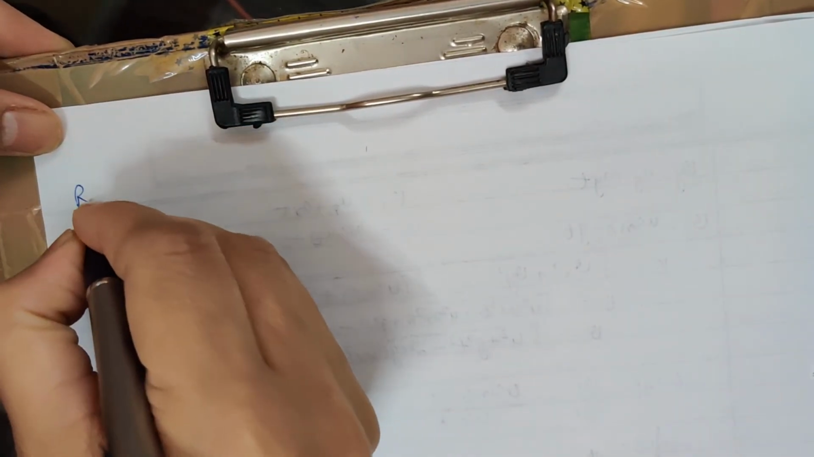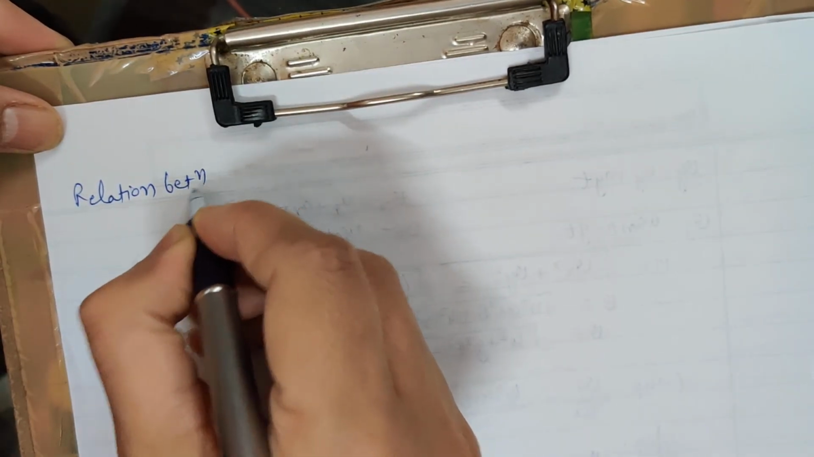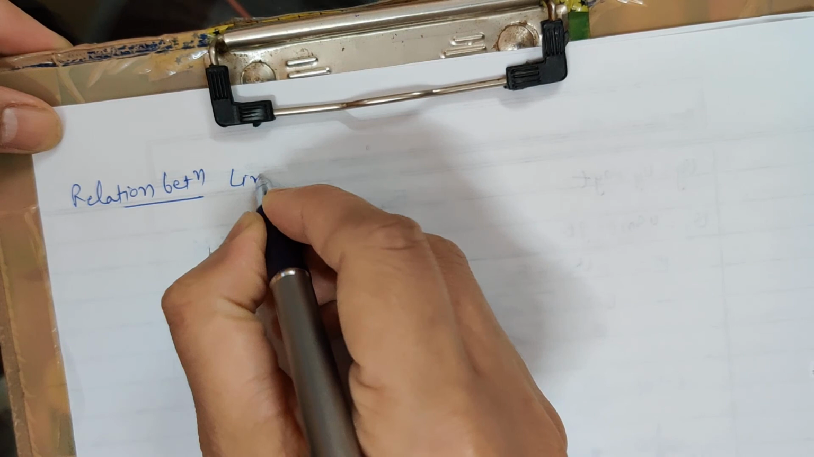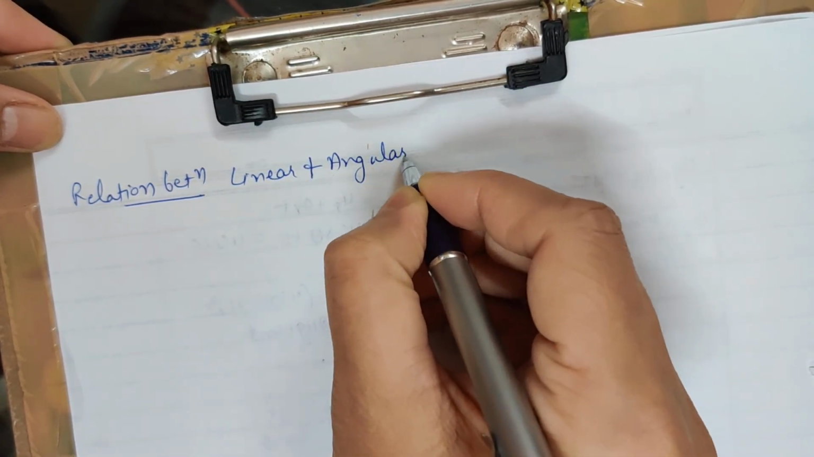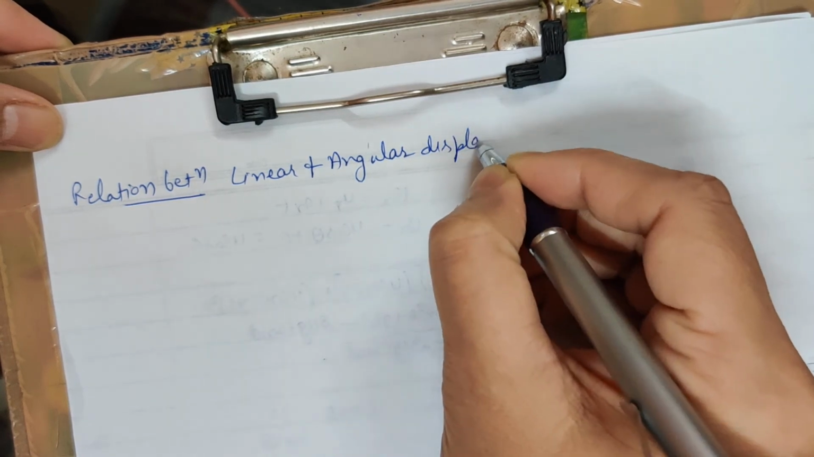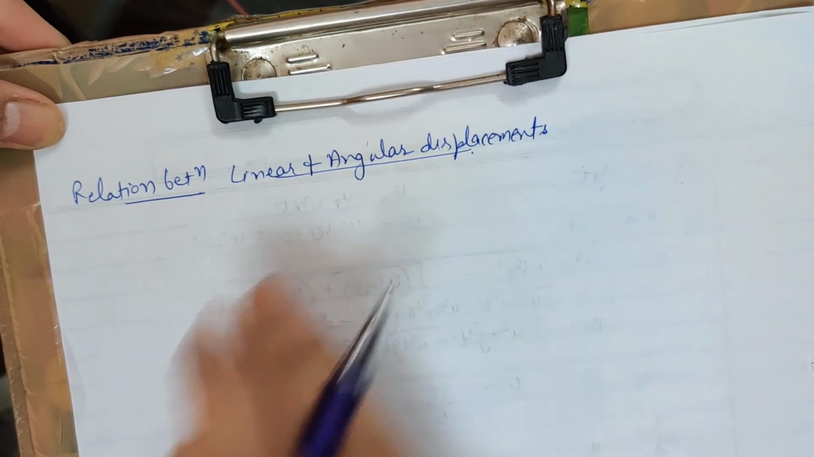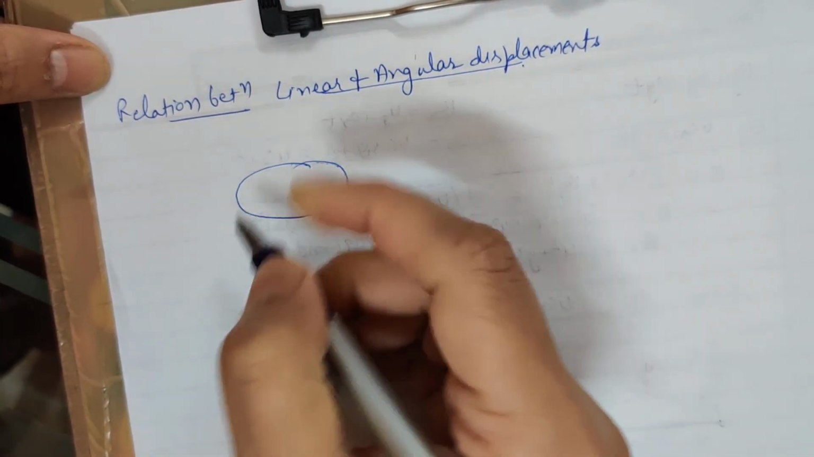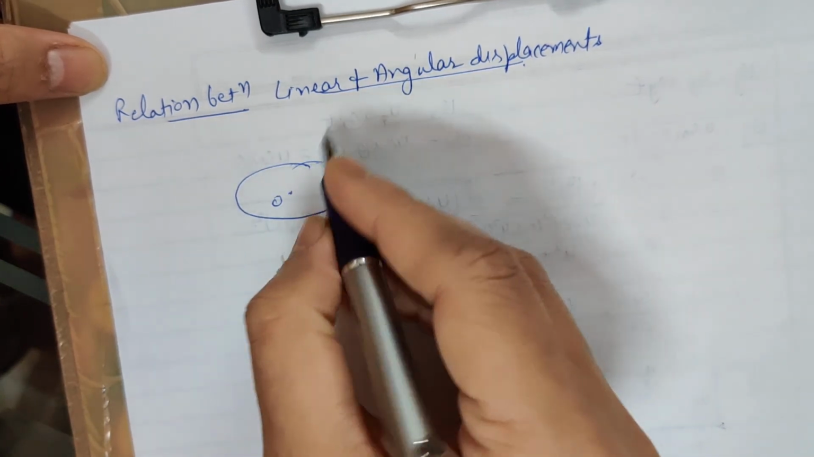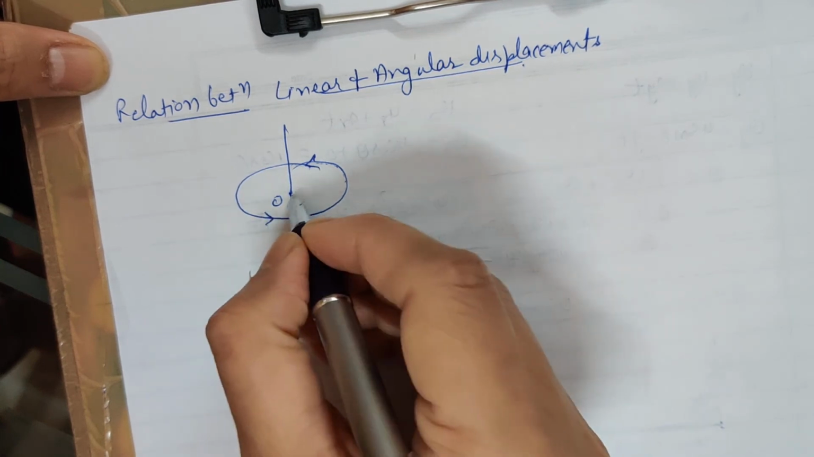Okay, now the next is the relation between linear and angular displacements. How do we relate them? This is the circular motion about point O, about the z-axis, anti-clockwise.